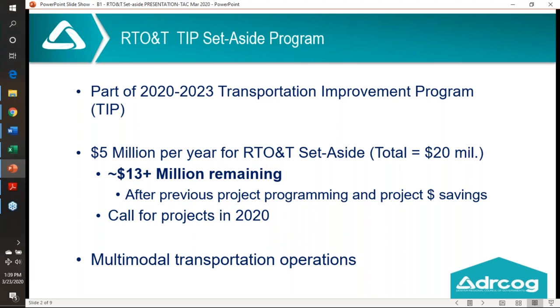As mentioned, this set aside is part of the Transportation Improvement Program. The board, when approving it and discussing it, allocated $5 million per year over the 4 years of the TIP. Some projects have already been programmed previously, and so what ends up remaining for this call of projects is $13 million. Some of those previously programmed projects went to Denver and CDOT, and we funded closed circuit TV cameras, dynamic message signs, communications infrastructure, advanced signal technologies, and bicycle detection. Those are the types of things that have already been funded in the past. And we are planning on having a call for projects coming up in a couple months.